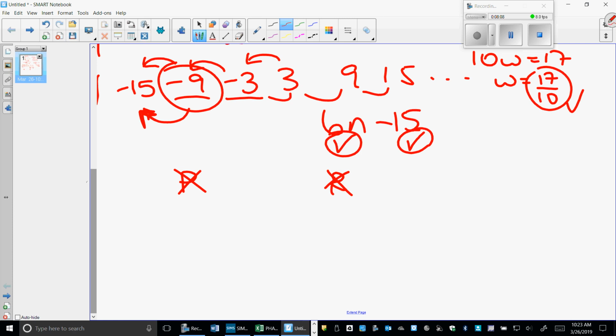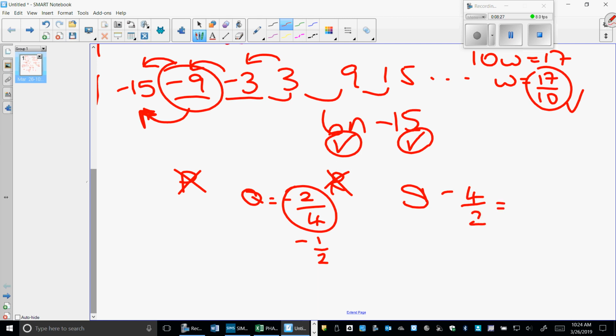So our rise for the Q, we know it's negative, and our rise was 2 and our run was 4. Now, negative 2 over 4, is that 2? No, it's negative 1/2. And S was rise, we knew it was negative 4 and 2, which is negative 2. So you should have circled S.